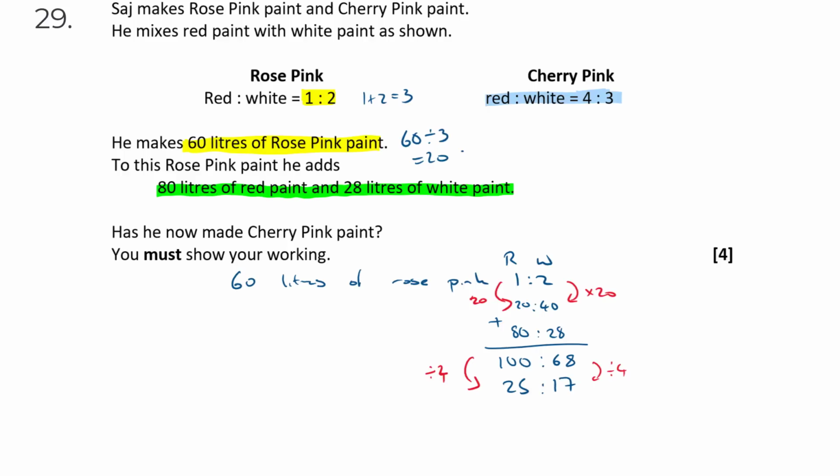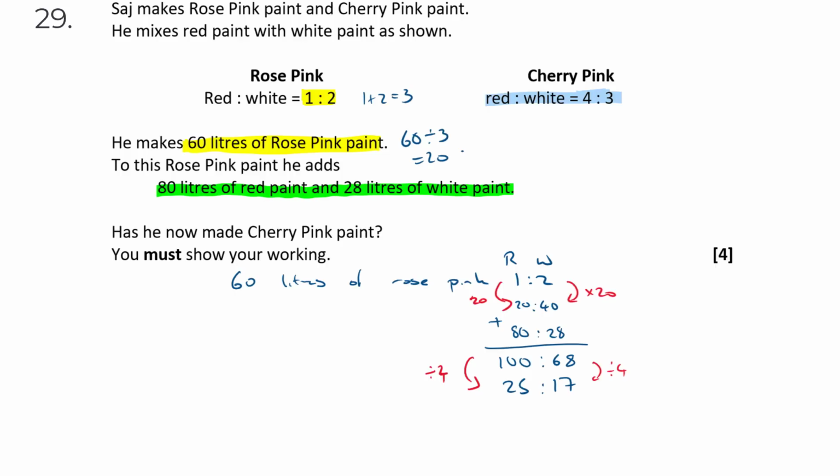25 to 17. That doesn't look right. I don't think I'm going to be able to cancel that down to 4 to 3, am I? It's not going to be possible. Now that 17 at the end there tells me it doesn't have any more factors that I can cancel it down by, because 17 is prime, isn't it? So 25 to 17 is the simplest ratio I'm going to get out of these two amounts.